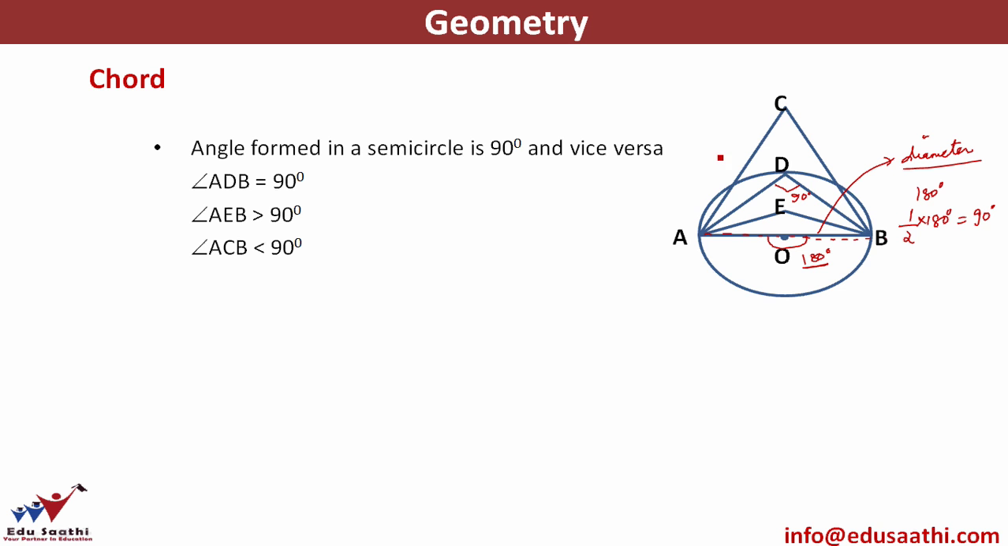So if you look at it, angle D would be equal to 90 degree. Angle AEB, the angle which is formed inside, this E point is not on the circumference, would be greater than 90 degree, and the angle which is formed outside the circle would be less than 90 degree that I have.